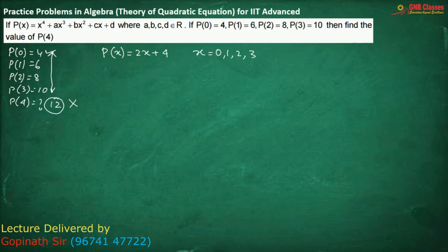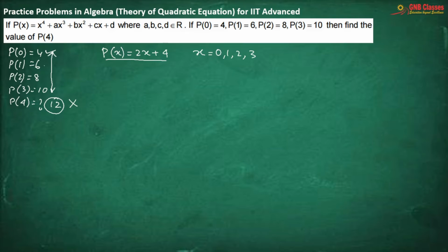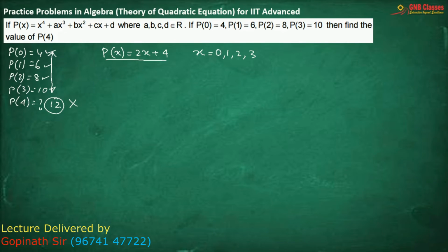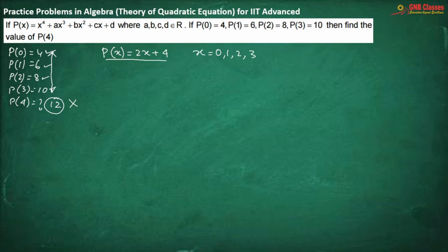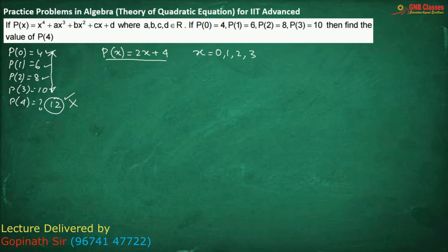If I put x equals to 1 here, we are going to get 6. Again, it is satisfying the second condition. Put x equals to 2, so we are getting 8. It is satisfying the third condition. And if you put 3, you are going to get 10. Again, it is satisfying this condition. But this is only true when x takes the values 0, 1, 2 and 3 only. Because I don't know if I put x equals to 4 whether this will give you the value 12 or not, because that is exactly what we are going to find out.